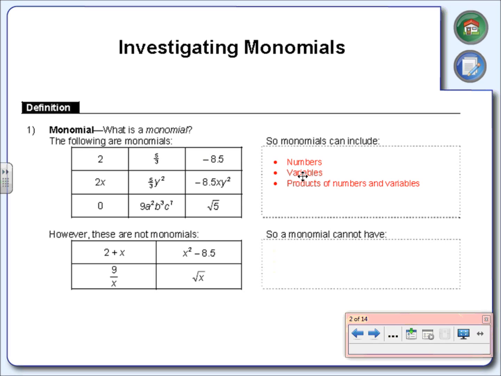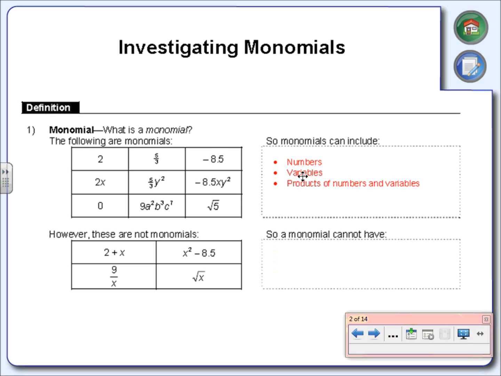Or it could also be the product of a number and a variable, like 2x up there. That's an example of a monomial put together with both a number and a variable. 9a squared b to the third c to the seventh is another example of a monomial, the product of both numbers and variables. So just remember, a monomial is a number, it could be a variable, or it could be the product of a number and a variable.